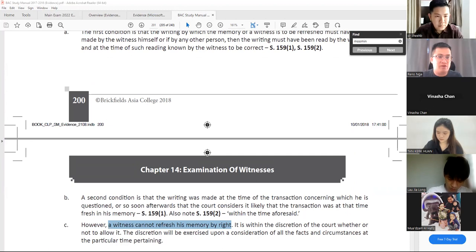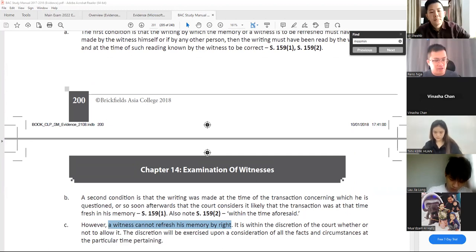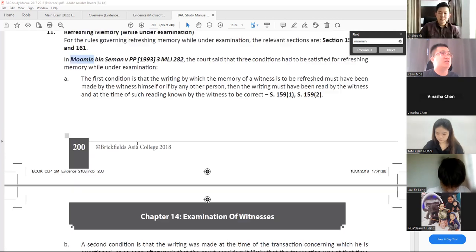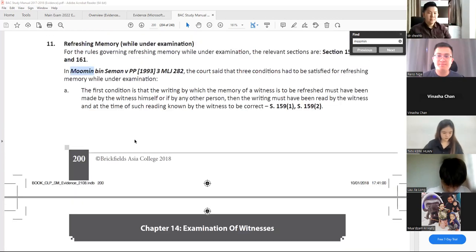Are 159, correction. Let me see. Actually, I also forgot already. Yes, it's 159. Thanks for highlighting. Which means for this refreshing of memory, the section is 159. The case is Umi. Okay, then let us continue.